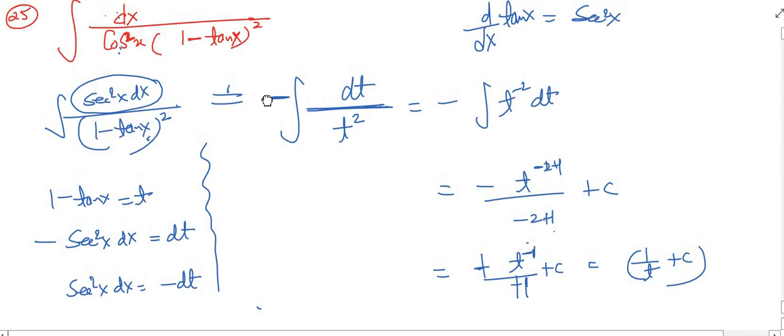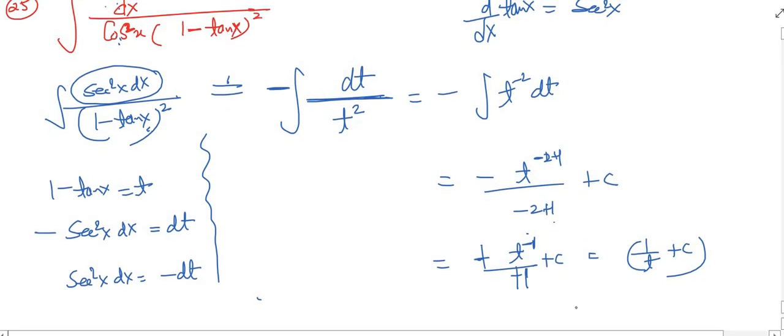What is t? T we have to put it back. Correct? T was this. Check करिए. What was t? T was 1 minus tan x plus c. This is my answer. See you tomorrow for the next video.